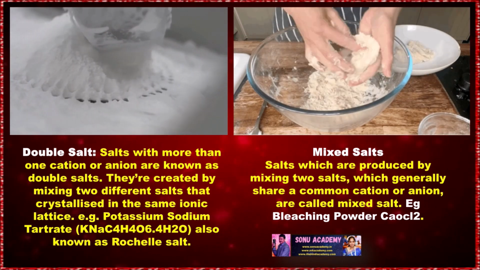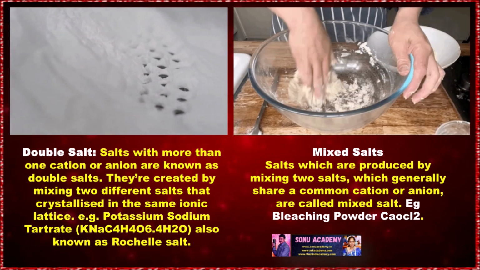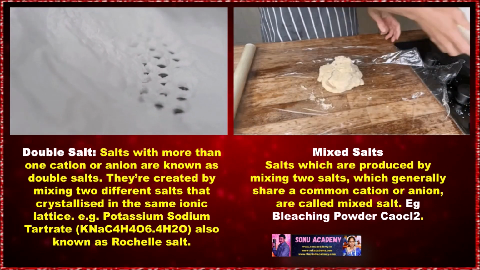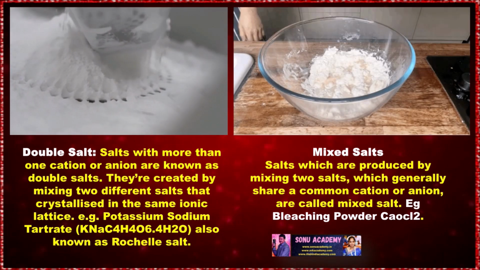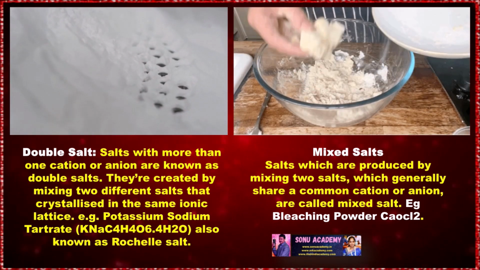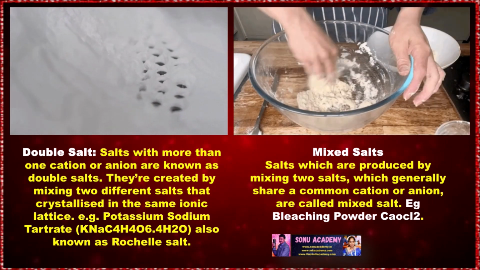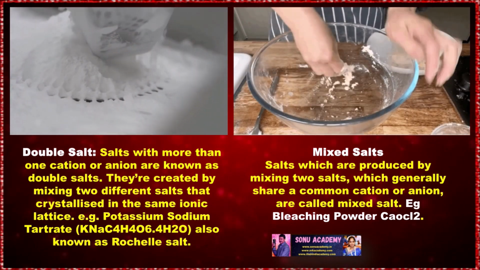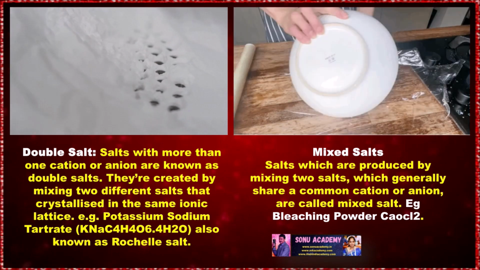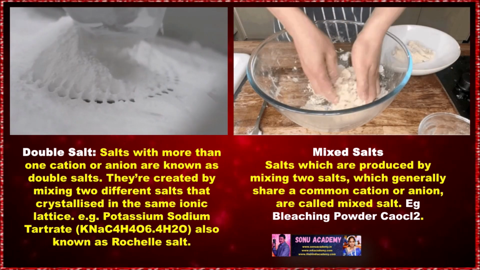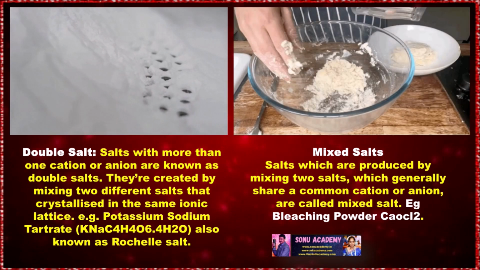Salts can also be categorized into two other categories, including mixed salt and double salt. First, let us see what double salts are. Salts with more than one cation or anion are known as double salts. They are created by mixing two different salts that crystallize in the same ionic lattice. For example, potassium sodium tartrate is also known as Rochelle salt.